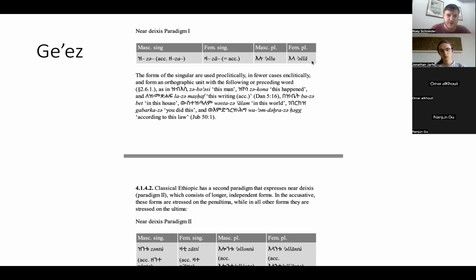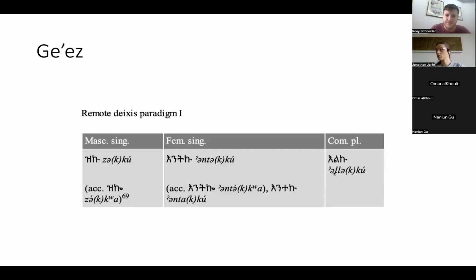The forms of the singular are used propolitically. That's not very interesting. This is the second near deixis paradigm. So it's the longer pronouns or particles in tu, zati, elontu, elantu, obviously just with a suffix. So it's not that exciting.